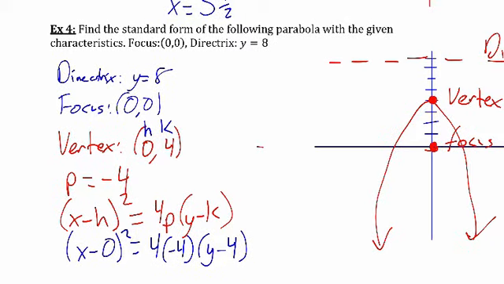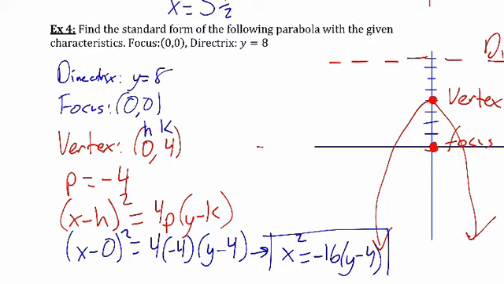Cleaning this up a little bit, on the left side, x minus 0 squared is just x squared. On the right side, 4 times negative 4 is negative 16, and it's going to be times y minus 4. So my apologies for getting a little too sloppy when writing the vertex coordinates.